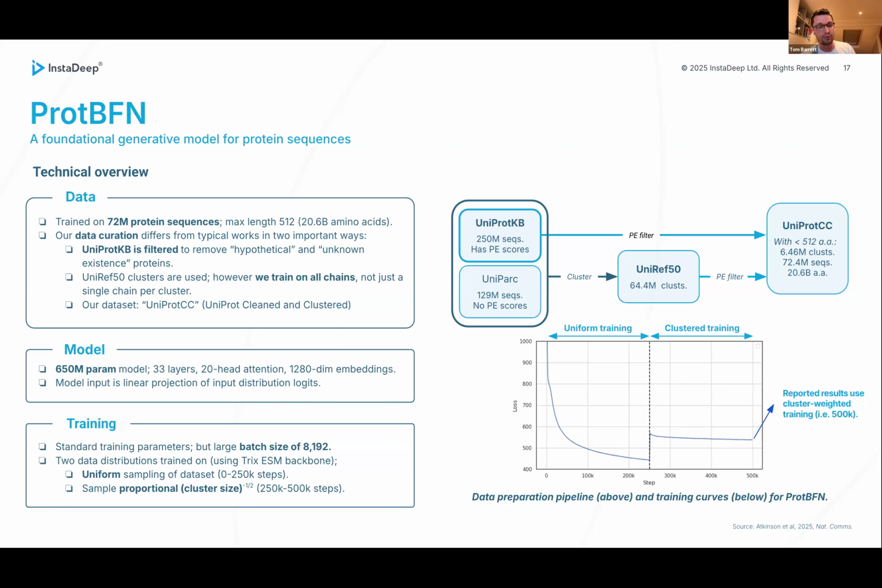We trained what's probably quite a small model by today's standards, right? Only 650 million parameters, but a big batch size, 8,000, and trained for a week or two on a bunch of TPUs. I won't go into this in more detail, but it's just to make a bit more concrete what this actual model looked like under the covers.